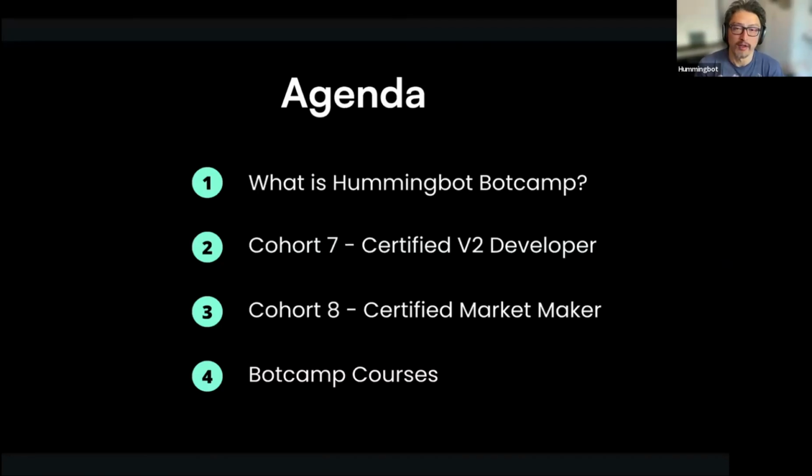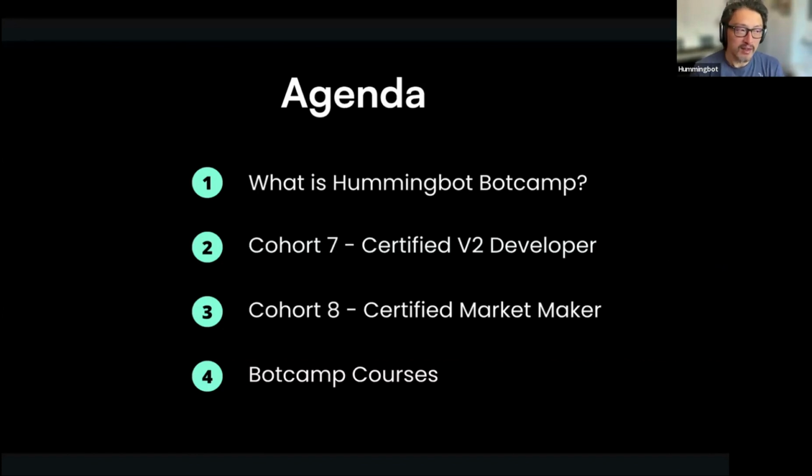The first thing we're going to cover is just explaining what Hummingbot is and what the purpose of Botcamp is, for those of you who are new to open source and Arbitrage. And then we'll cover the content of our upcoming 2 cohorts for Botcamp. We have one cohort 7 starting in about 1 week.